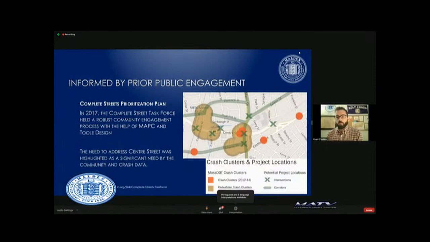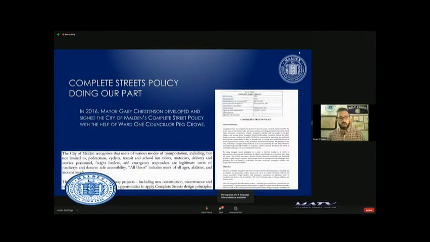This project is informed by prior public engagement. We did do a robust complete streets prioritization plan and policy. In 2016, the Complete Streets Task Force held that robust community engagement process with the help of MAPC, the Metropolitan Area Planning Council, and Tool Design, who is also helping us on this project. And they highlighted a need to address Center Street, which was highlighted as a significant area of community concern, specifically related to the crash clusters that you see here on the right. It is the corridor with the most crash clusters in Malden, both traditional crash clusters with vehicles as well as pedestrian crash clusters. But we've been doing our part, and we've been trying to get ahead of this situation.